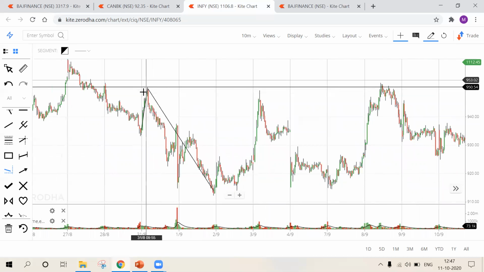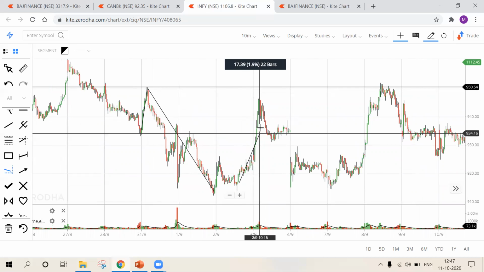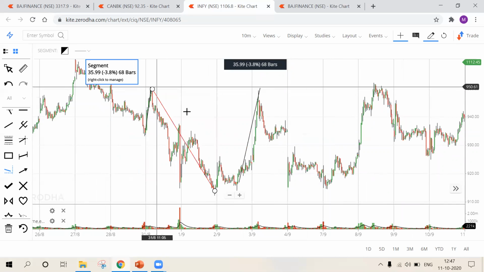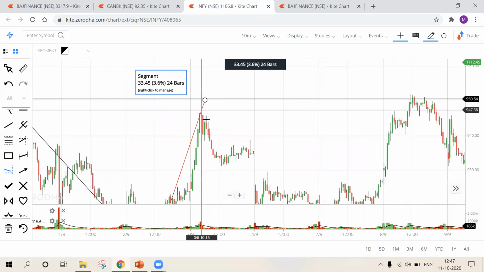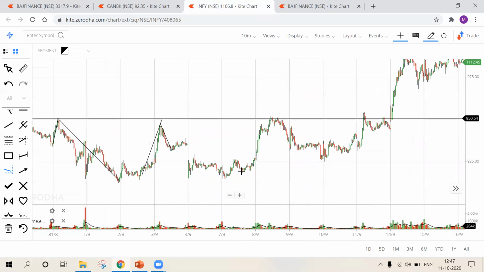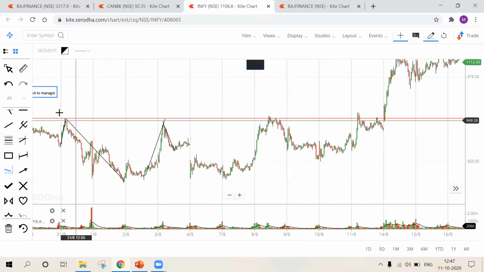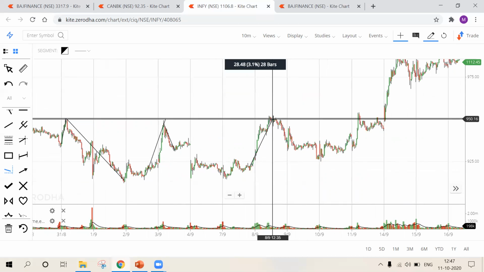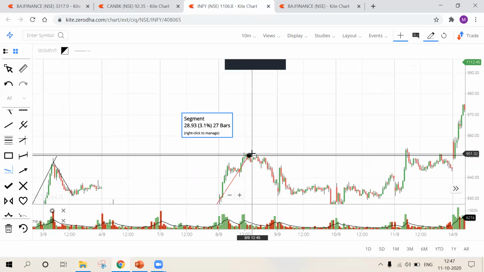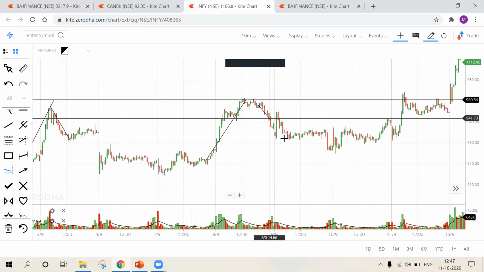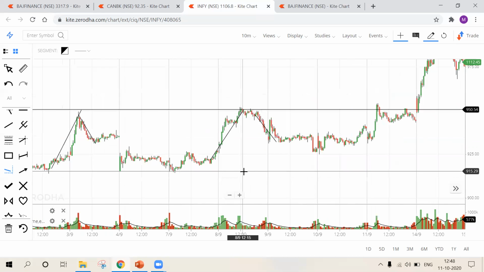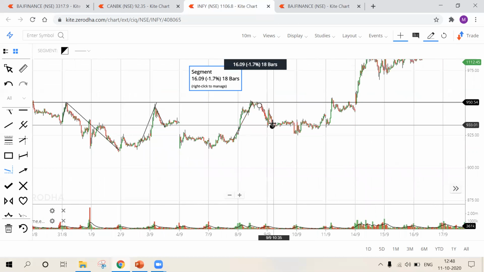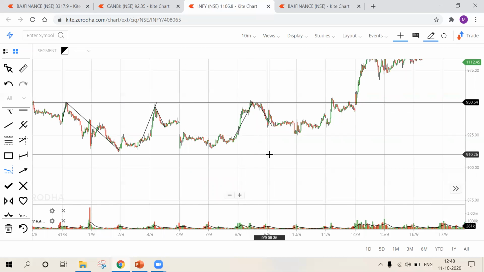This is the first rejection, and again buyers try to push the price upward, and at the same level where the first rejection happened, the sellers came to the market again and tried to push the price down. This is the second rejection, and this is a third rejection. At the third rejection also, when the buyers tried to push the price upward, sellers came to the market and pushed the price downward. So at a resistance level, price bounces back towards the downside because of high selling pressure.